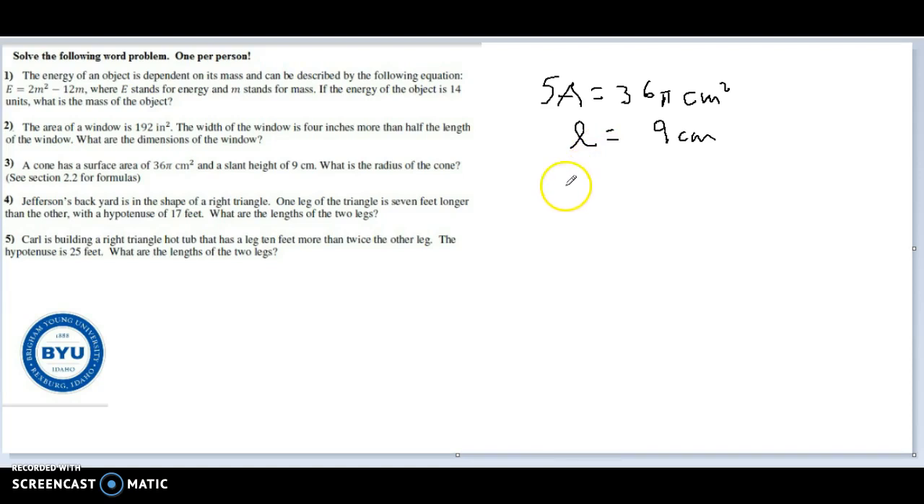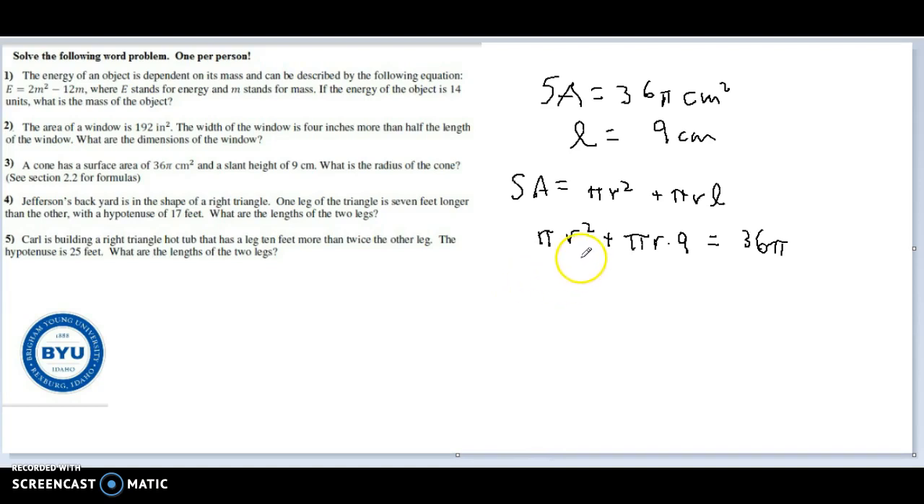And the formula that we're going to use for surface area of a cone is this. It's pi r squared plus pi rl. And so essentially we have this equation then. Pi r squared plus pi r 9 equals 36 pi, equals the surface area. So we want to solve this.